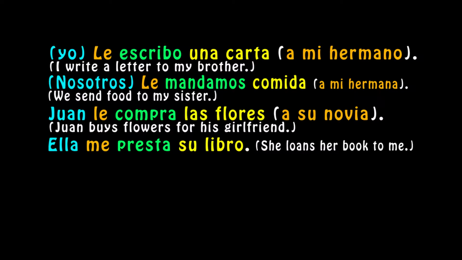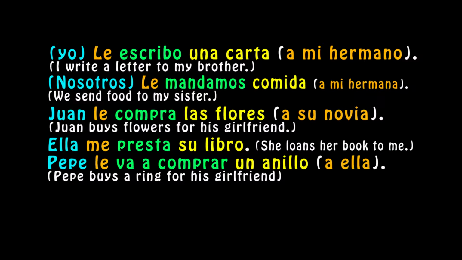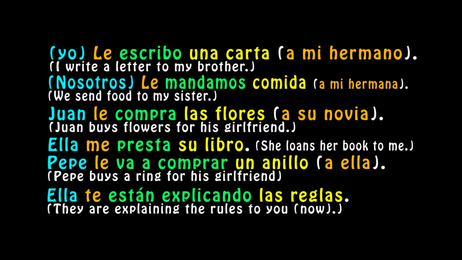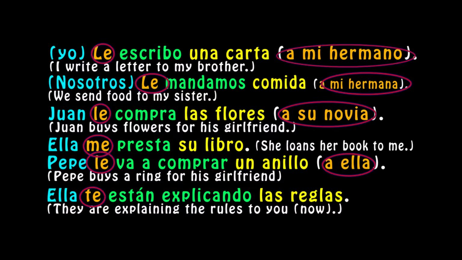Ella me presta su libro. She loans her book to me. Pepe le va a comprar un anillo a ella. Pepe buys a ring for his girlfriend. Ellas te están explicando las reglas. They are explaining the rules to you. Now, you might notice that the indirect object is mentioned more than once for emphasis or clarification. This will include the indirect object pronouns me, te, le, nos, os, les. Also, you might see in sentences a plus a person, which can be used to clarify.